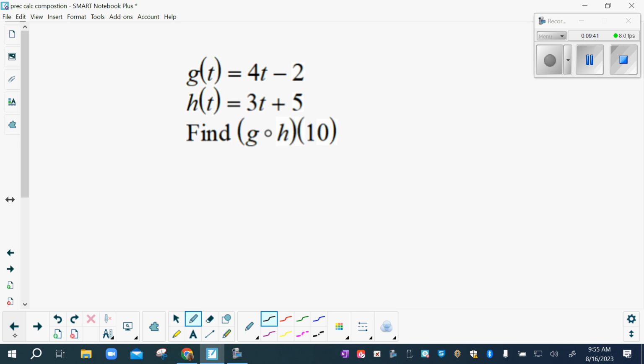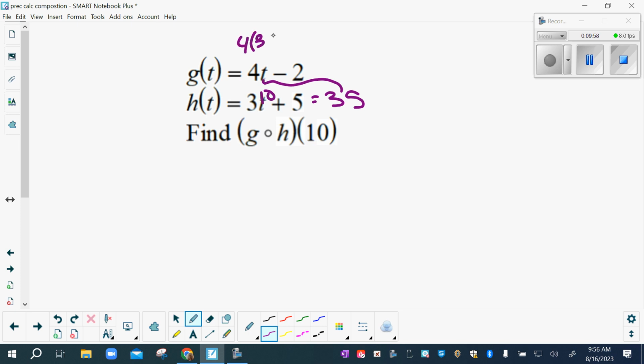I love composition. It's fulfilling to me. So here's what I'm going to do. I'm going to take that 10, plug it in right there, so I'm going to get 35. Now my answer for this becomes the input I'm plugging in here.